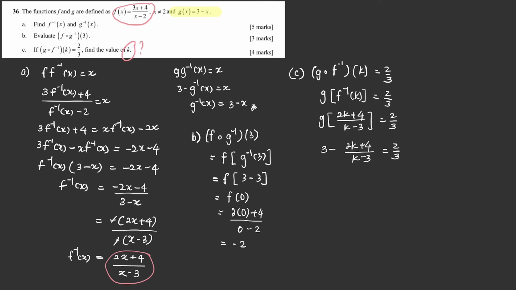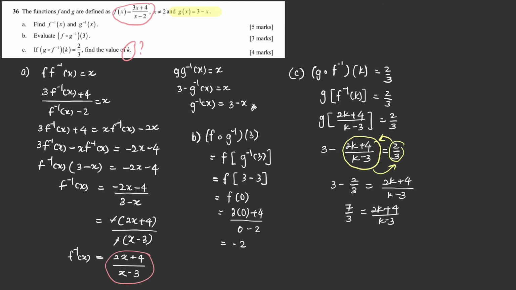Okay, so kat sini kita buat rearrange terus lah. Pindahkan belah kanan, so that 2 over 3 ni dia akan menggantikan yang 2k ni lah. So 3 tolak 2 per 3 sama dengan 2k tambah 4 per k tolak 3. So berapa ni? 3 tolak 2 per 3, 7 per 3. Okay. So 7 per 3 adalah sama dengan 2K plus 4 over K minus 3.